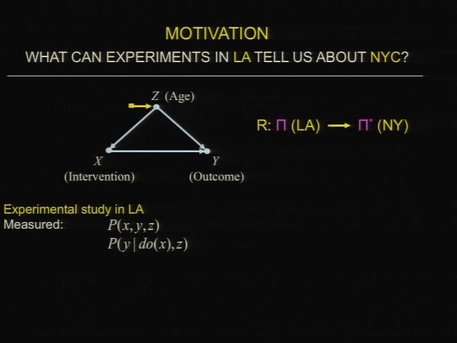What you have in the source is that you can conduct an experimental study in LA. Then this is just the passive distribution of x, y, and z, but the experimental study is y given x and z. Then you have the effect of x on y for each age group, which is very nice, and you spend a lot of money because this is expensive.